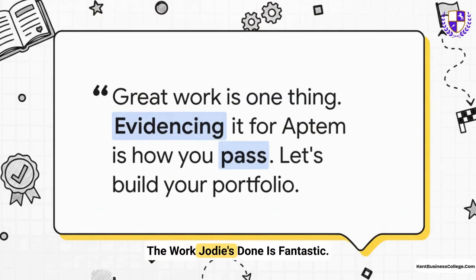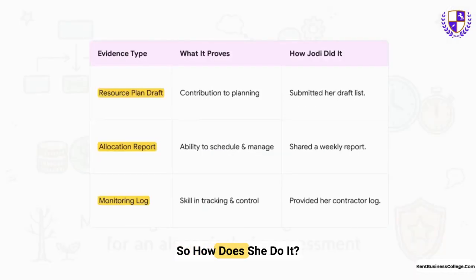The work Jody's done is fantastic, but to actually pass her apprenticeship, she needs to upload clear, solid evidence to the Aptem system. This is what transforms her hands-on experience into tangible proof that she has the skills. So how does she do it?